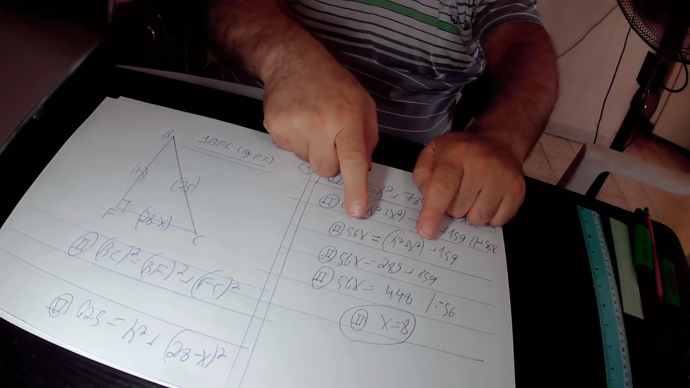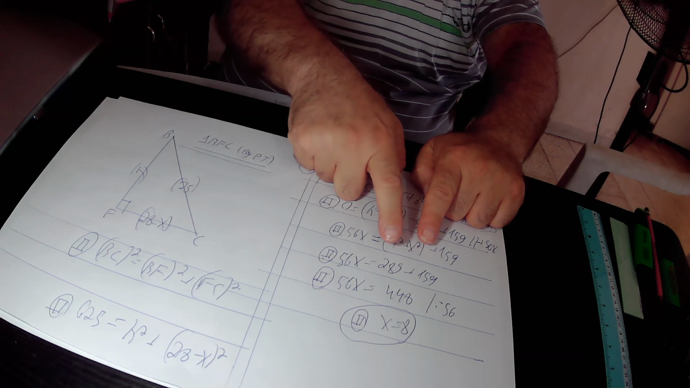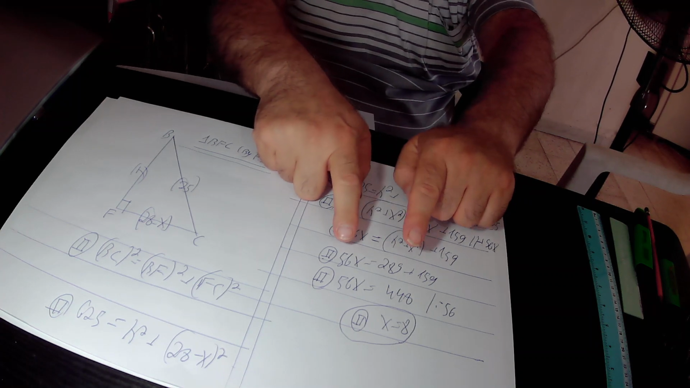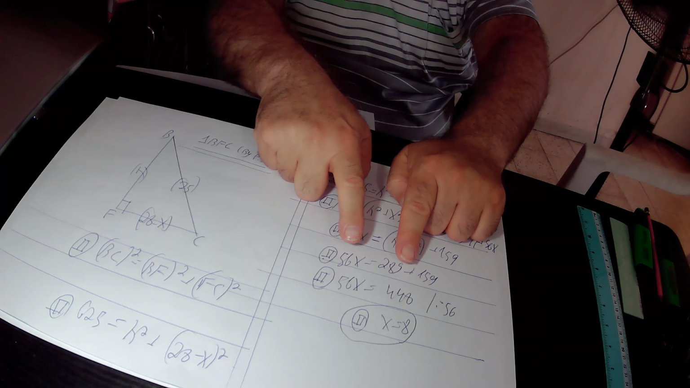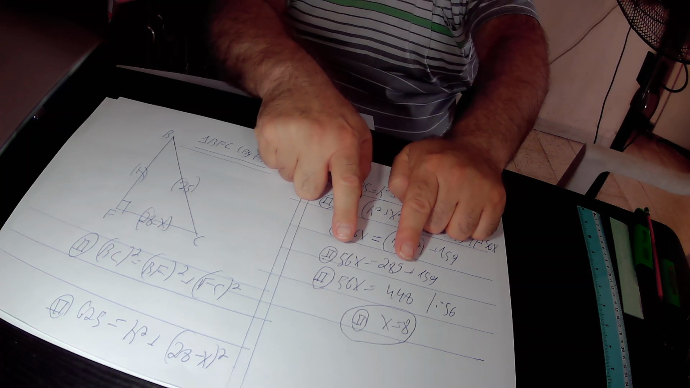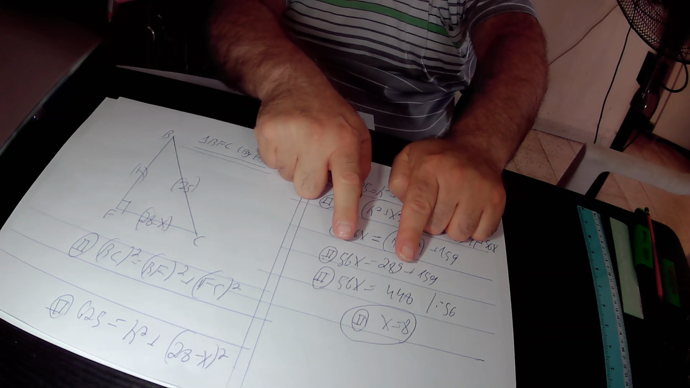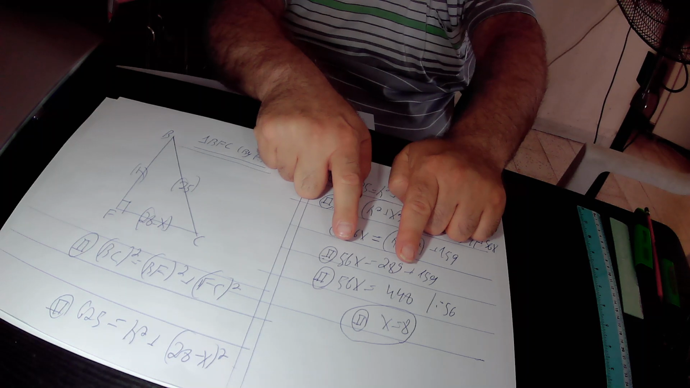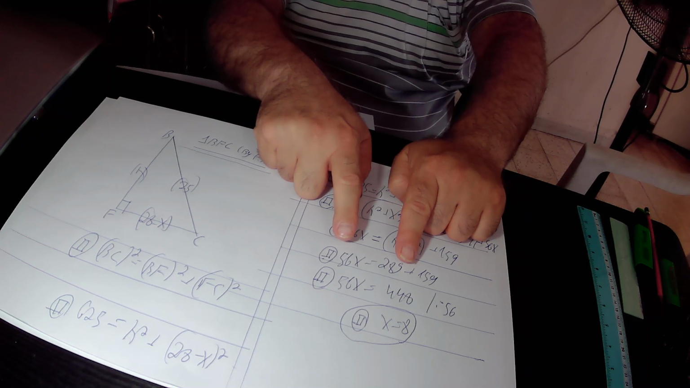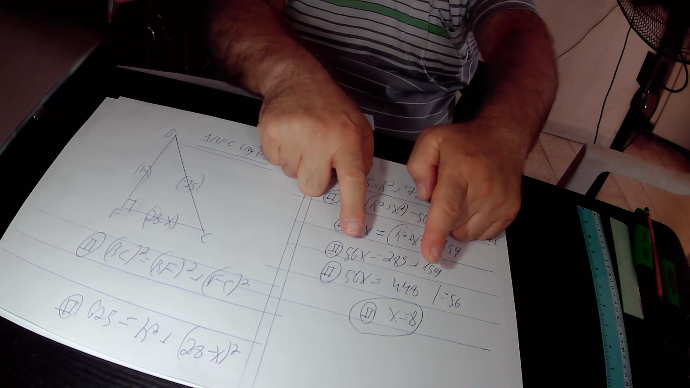So 56x equals 289 plus 159, that is 448. So in total we found that 56x equals 448. Here we divide this equation by 56, and finally find that x equals 448 over 56, which equals 8. So in total we found that x equals 8 units in length.